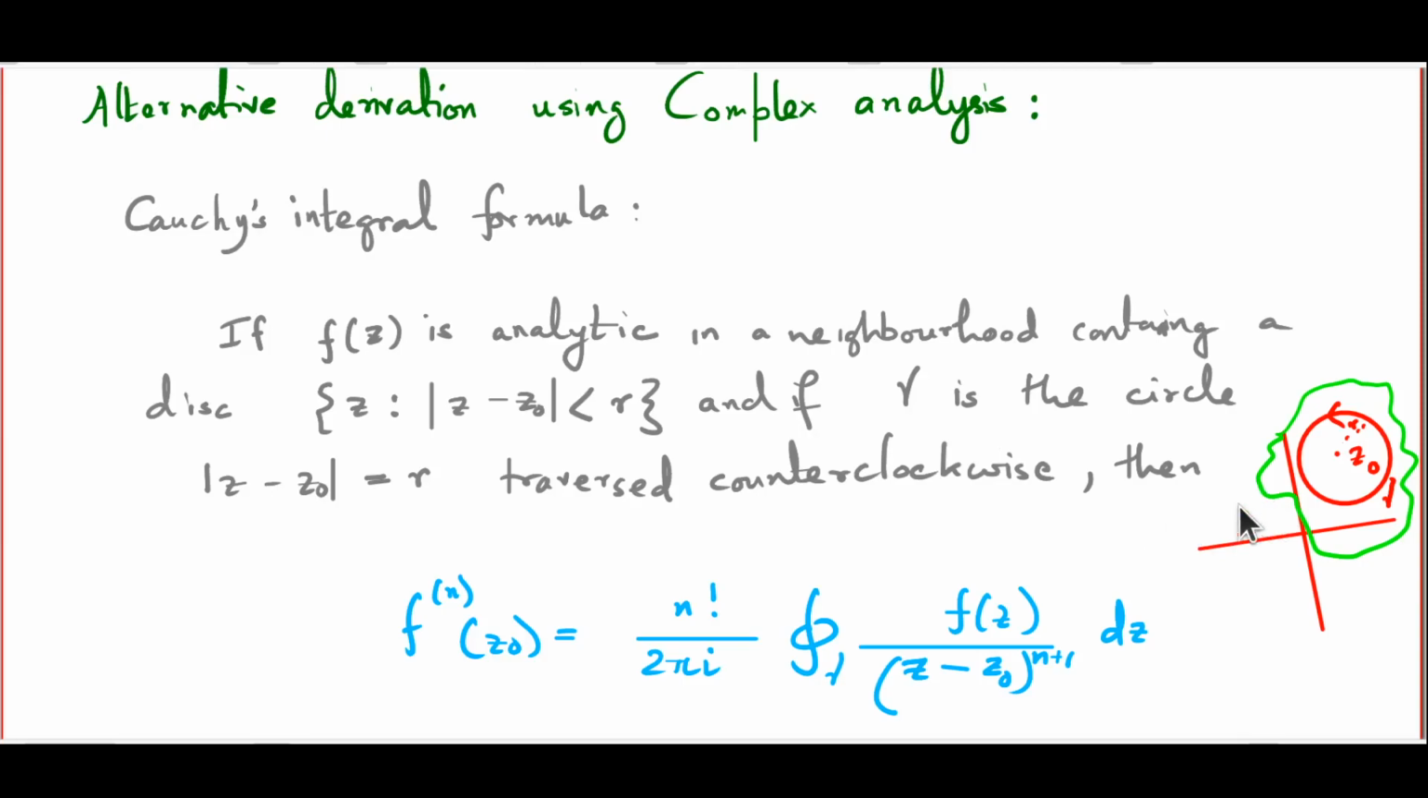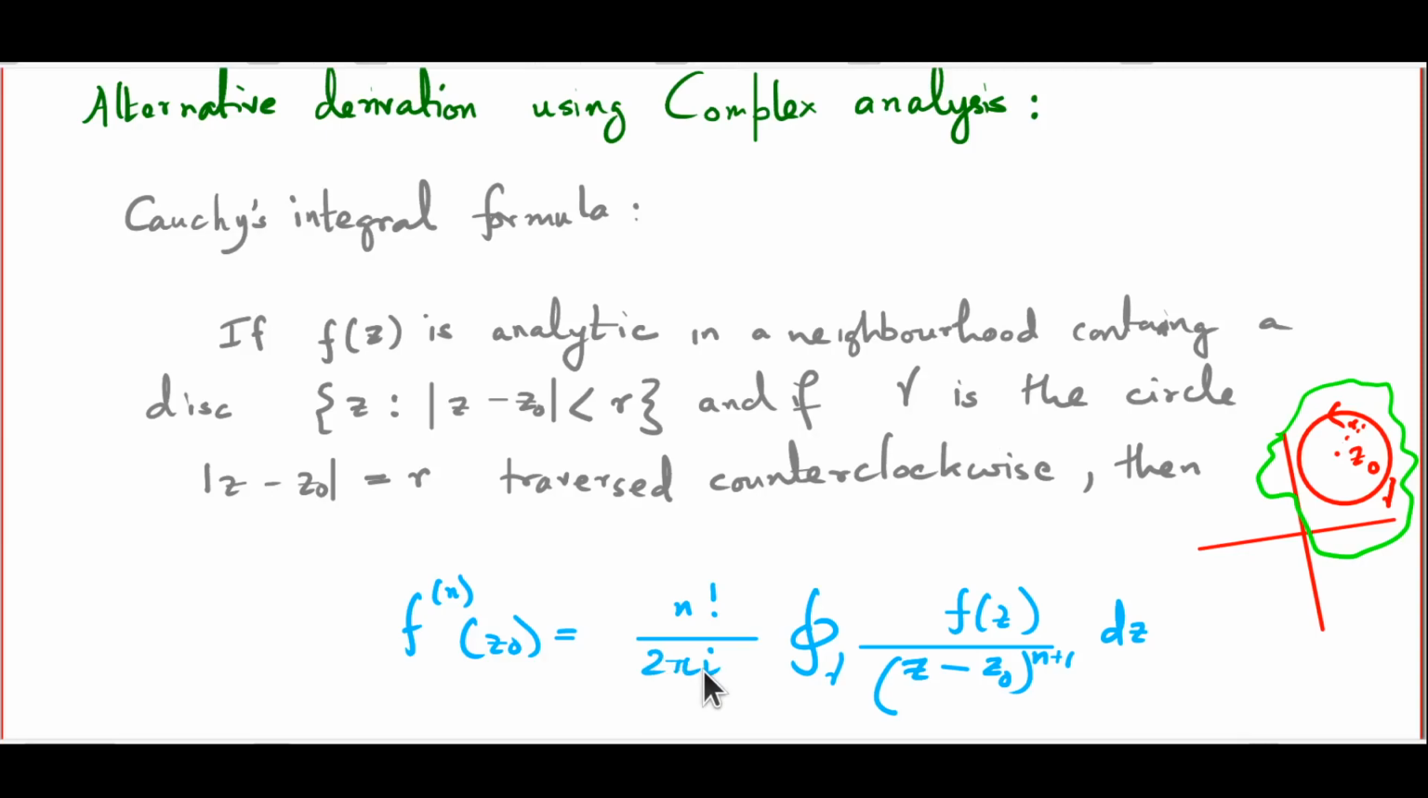Now, if this condition is satisfied, that is, my function f of z is analytic everywhere inside this green neighborhood which contains my circle, then the nth derivative of the function at the center of the circle, f^(n) at z0, is related to the contour integral carried out over this contour gamma traversed counterclockwise of this function f of z by z minus z0 to the power n plus 1. There's an extra n factorial and there's a division by 2 pi i.